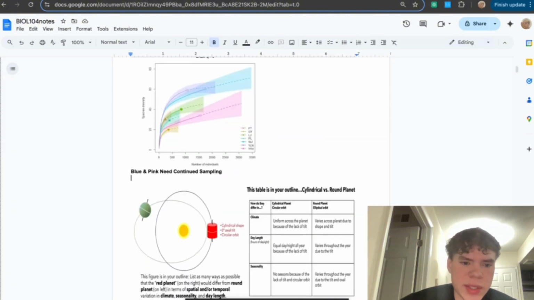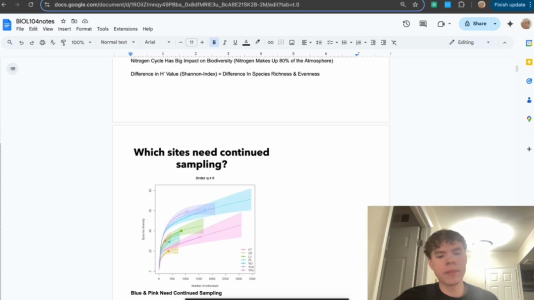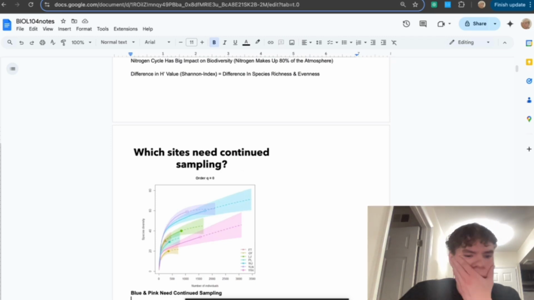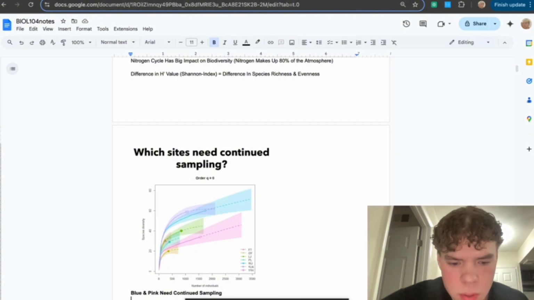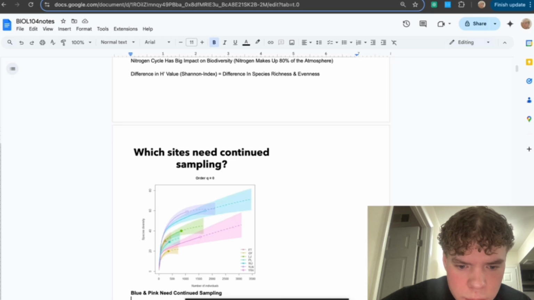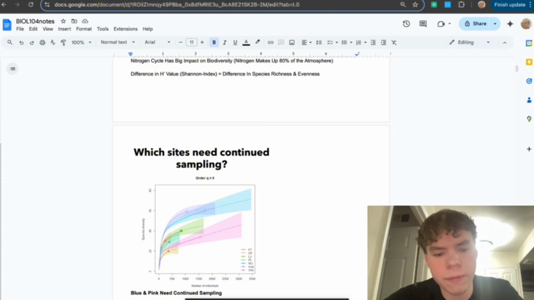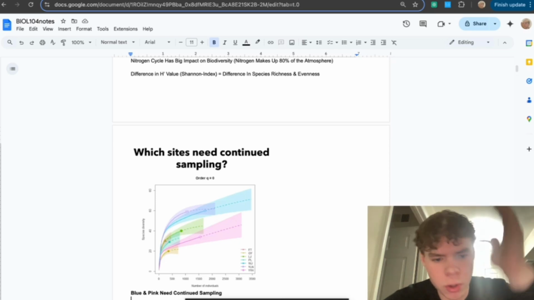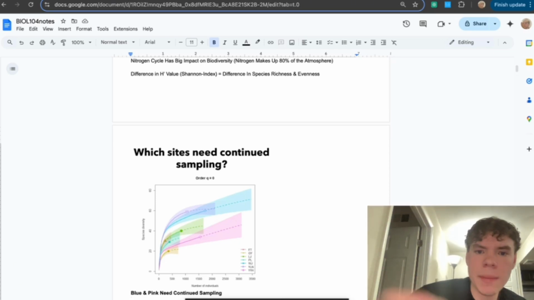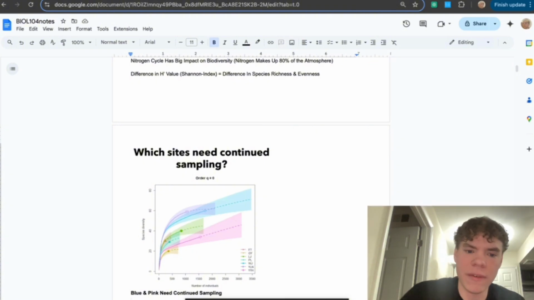Which sites need continuing sampling? So if you get a map that says which sites need continued sampling, basically this curve represents how many species you found, number of species found versus trials. So you can see in the first couple of trials we see an exponential kind of growth here. But as we do more and more sampling of an environment, you're going to see that curve starting to flatten out because that means we've kind of found everything.